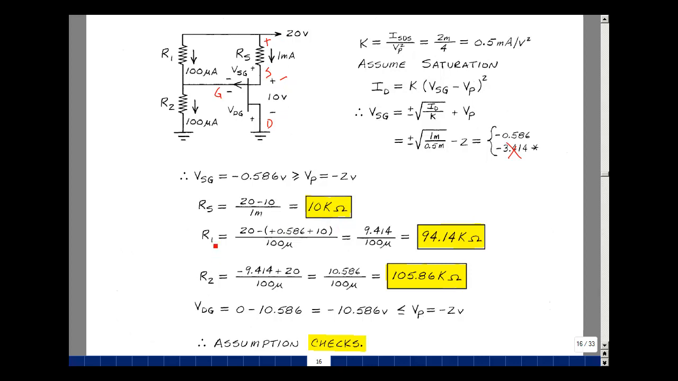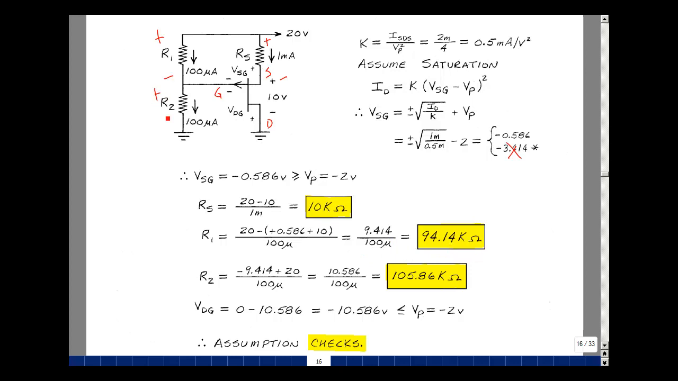The resistor R1, so you can find the voltage across here. It's going to be 20 volts minus this node voltage, which is equal to minus the source to gate plus the 10 volts, the drain to source voltage. The 0.586, and then plus 10. We're going to subtract that from 20, divide it by 100 microamps, and that's going to give us 9.414 volts over 100 microamps, or 94.14K.